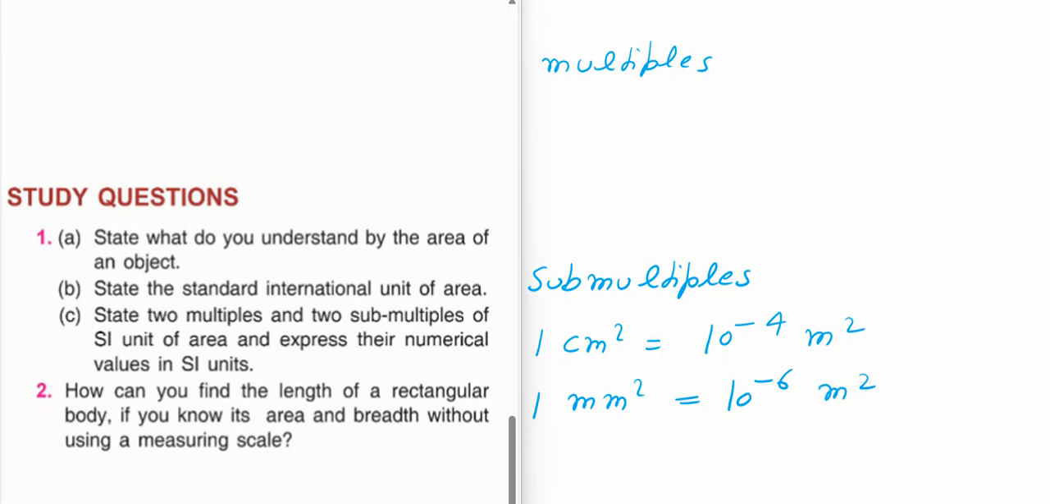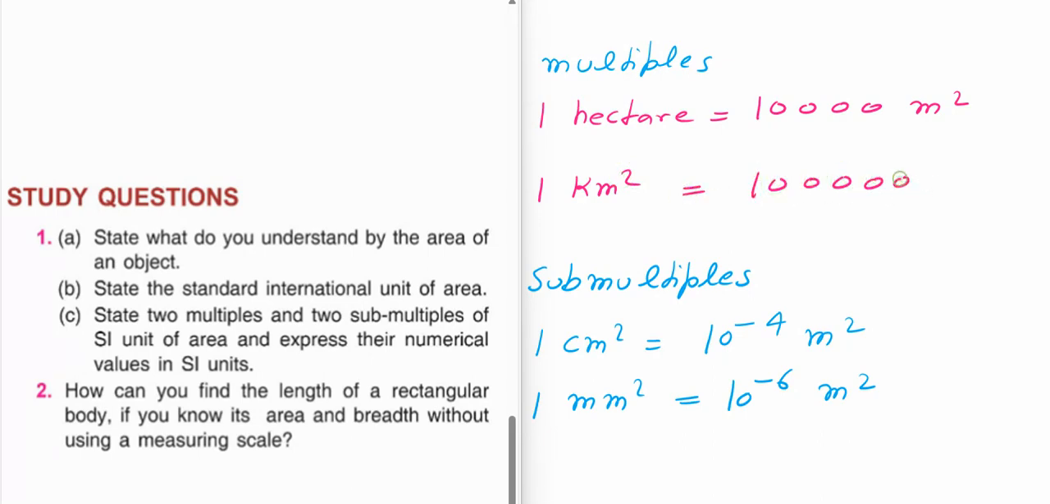And in multiples, I have written 1 hectare equals 10,000 meter square, and 1 kilometer square equals 1,000,000, six zeros, meter square. Now this part C is clear, completely solved. I hope the solution is clear to you.